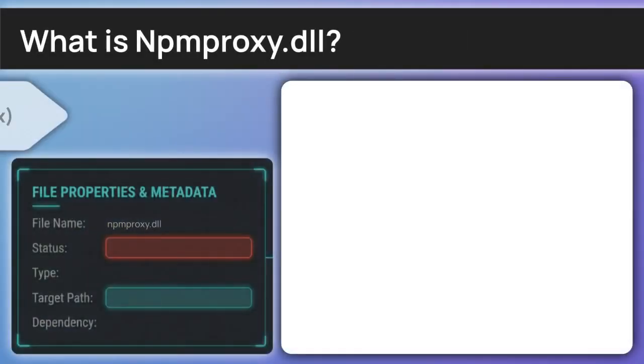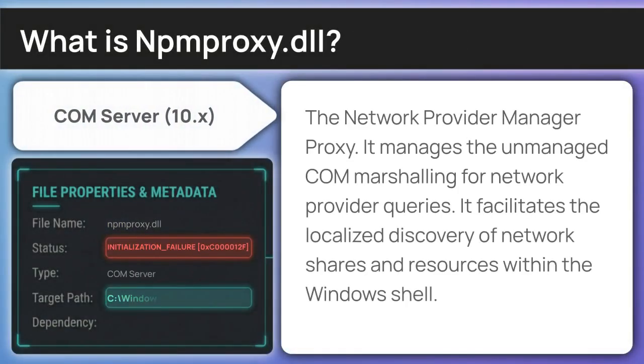This is the Npmproxy library, the Network Provider Manager Proxy. It manages the unmanaged COM marshalling for network provider queries. It facilitates the localized discovery of network shares and resources within the Windows shell. Since we've covered what this file is, let's move to the primary fix.